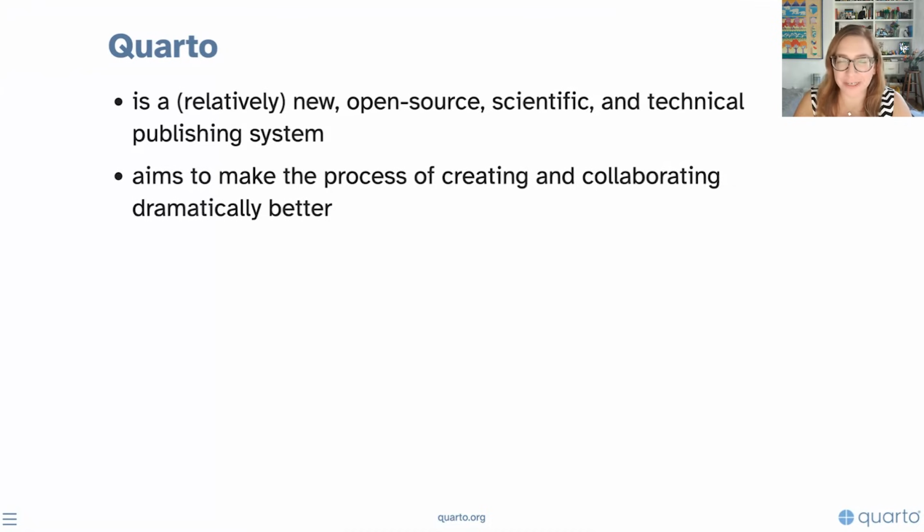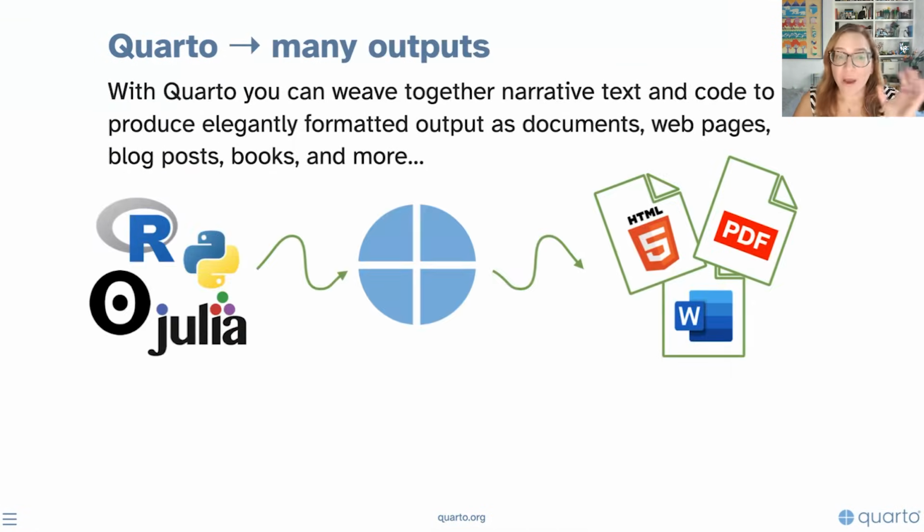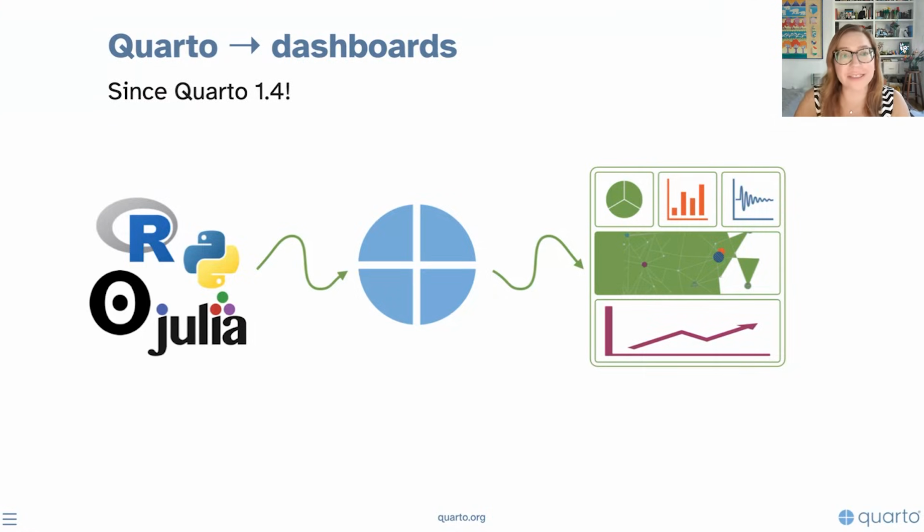Quarto is a relatively new, it's been around for a few years, open source scientific and technical publishing system. It aims to make the process of creating and collaborating dramatically better. With Quarto, you can start with a single source and you can use many computing languages in your code cells. This could be R, Python, Julia, or Observable. And you can weave together your narrative text and your code to produce elegantly formatted output as documents, web pages, blog posts, books, and more. And one of those more things since Quarto 1.4 is dashboards.